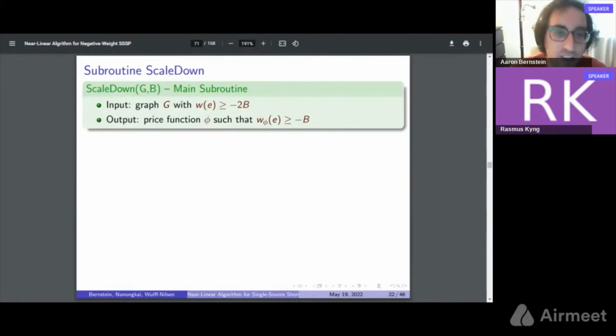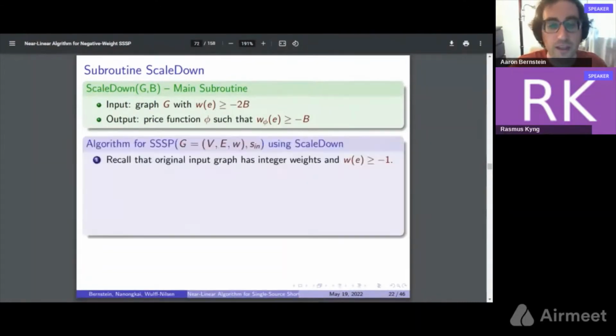Our algorithm is at bottom a scaling algorithm, meaning this is the main subroutine that we're going to use: we're given a graph with negative edge weights and we make them somewhat less negative. Originally they're bigger than or equal to negative 2b, and we're going to ensure that after our price function, they're bigger than or equal to negative b. So this is really all you need. Once you have this, it's well known that you can get the final algorithm, and it's very simple.